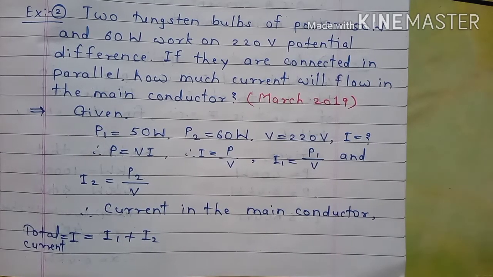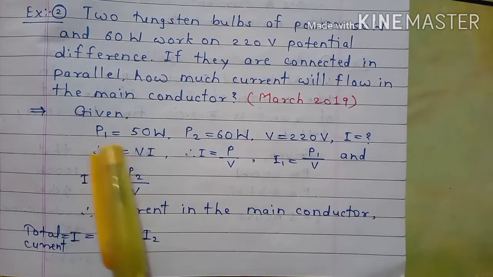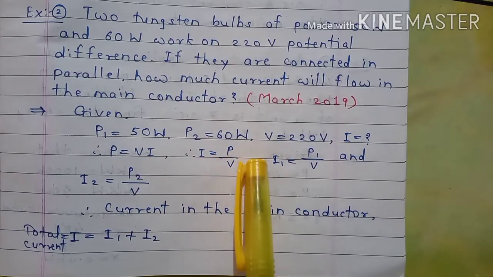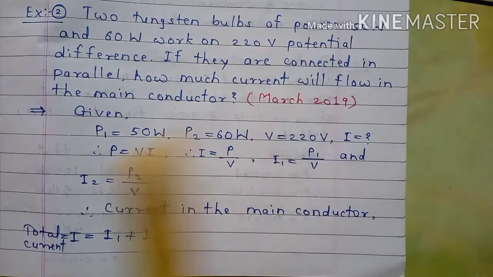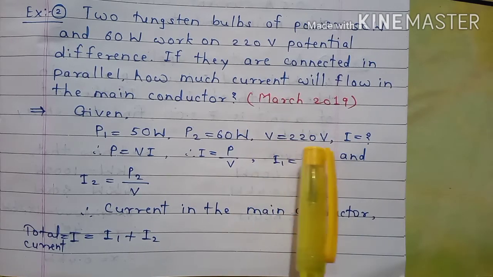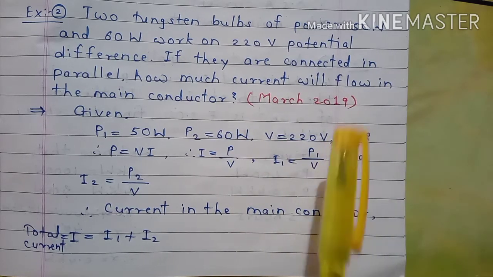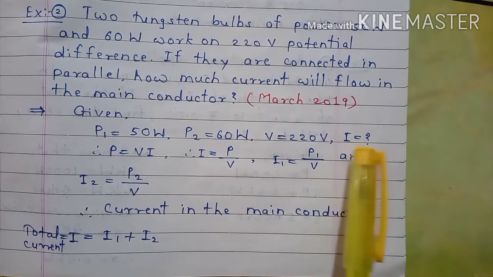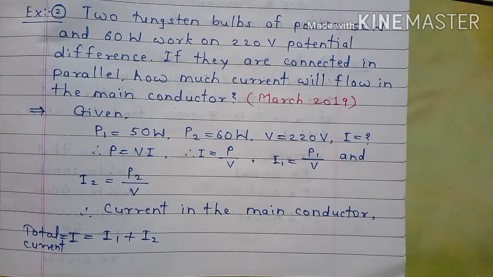There are two tungsten bulbs given and their powers are given. So let us define them as P1 and P2. So in given things, P1 will be 50 watt, P2 will be 60 watt. Now here potential difference. So potential difference means that is denoted by V. So that is 220 volt. Now here they asked how much current, means I, that is current I is equal to question mark.